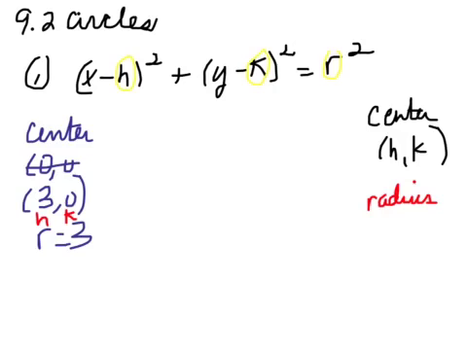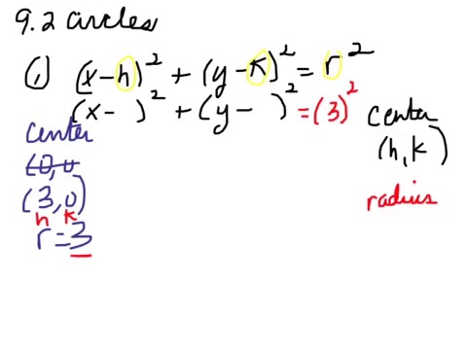And in my problem, they've told me the radius is 3. So let's go plug the radius in first. If the radius is 3, I'm going to take the radius and I'm going to square it. So it's going to be 3 squared. Down here, we're going to have x minus h squared plus y minus k squared, and I need to fill in the h and the k. Well, I've labeled these already. The h is 3, and it goes here with the x, and the k is 0, and it goes here with the y.